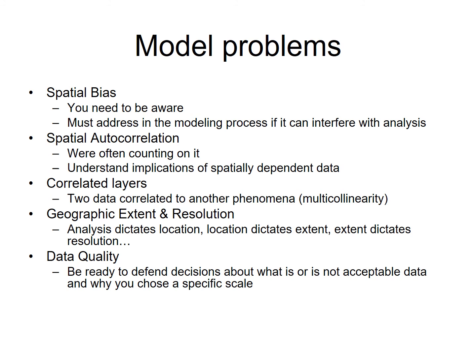Correlated layers is when you have multiple data layers that are similar or behave similarly or are responding to some similar change in your spatial extent or your spatial information. In other words, you might have multiple parameters that are related to elevation, and so they all track the same thing, and then they're over-representing that phenomenon in your model, and so you need to identify these things that are multi-collinear and eliminate them. Geographic extent and resolution: analysis dictates location, location dictates extent, extent dictates resolution.